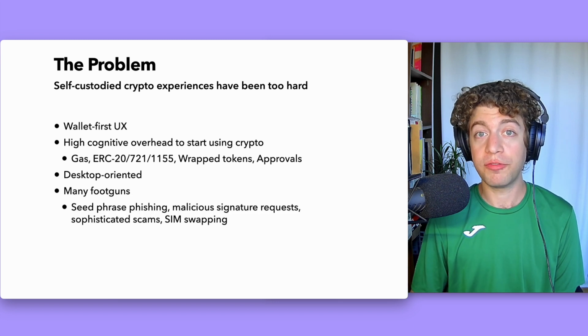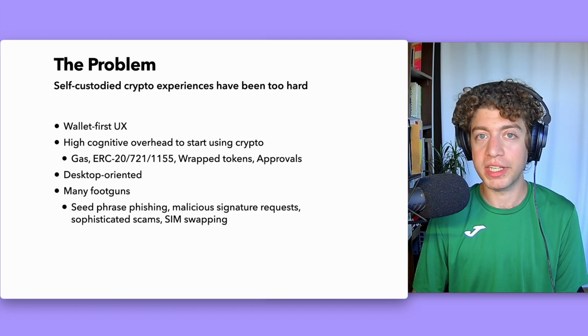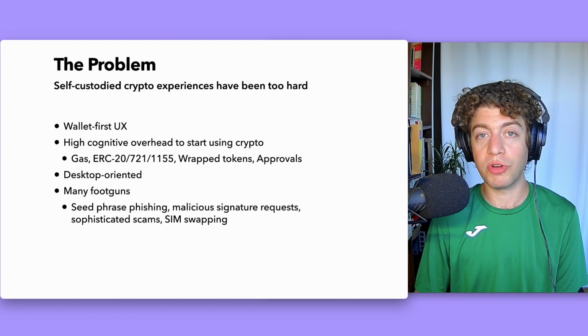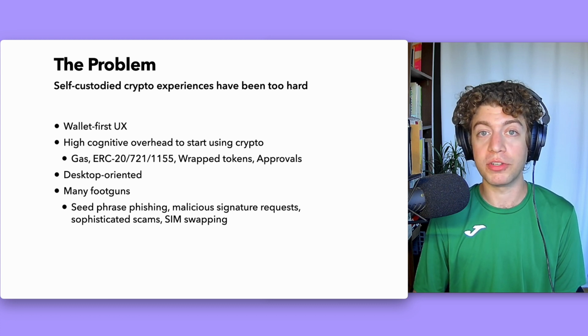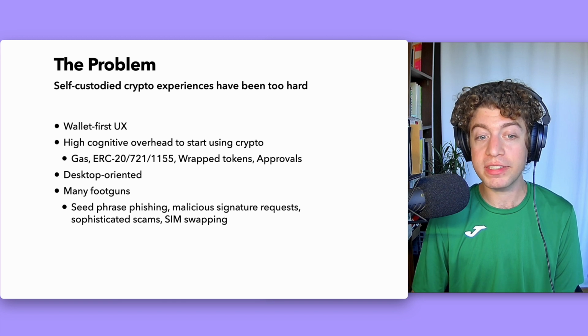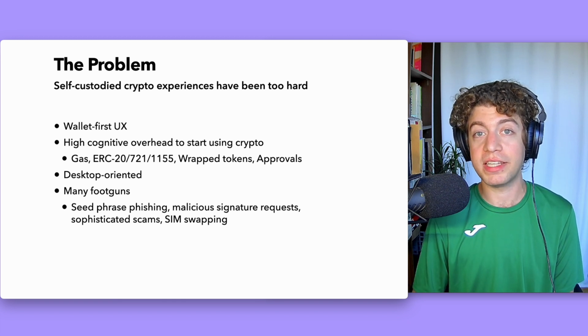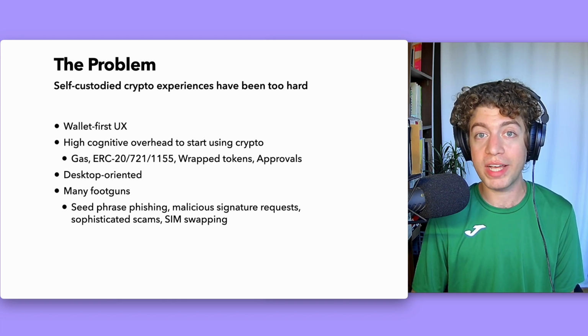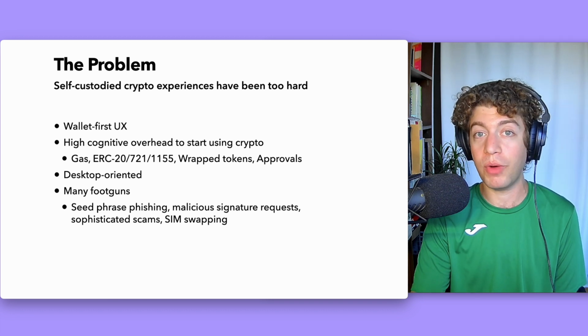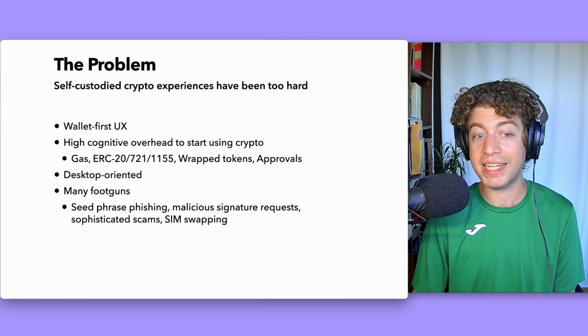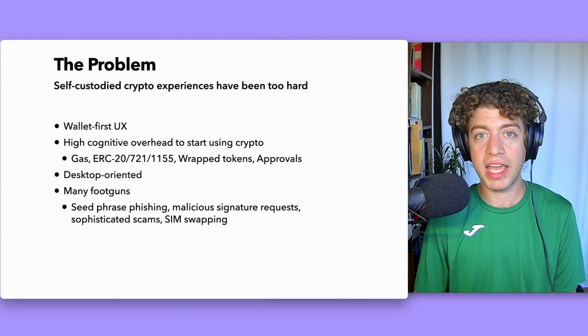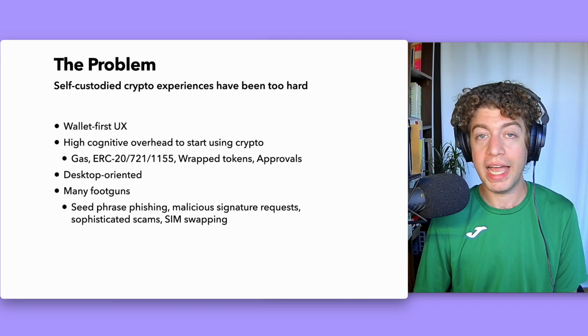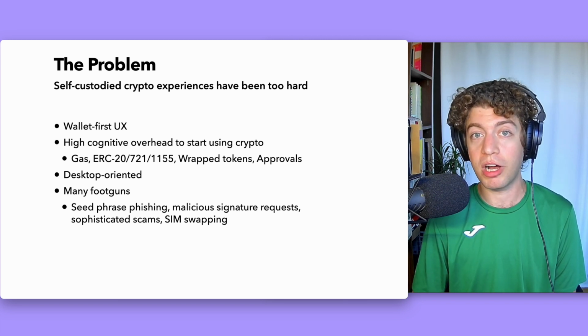There are additionally a lot of footguns, a lot of problems that can arise as you begin to use crypto more and more. For example, people are constantly trying to phish each other's seed phrases. There are malicious websites that will prompt malicious signature requests by promoting fake websites in Google search results and with AdSense. There are also sophisticated scams on Telegram, on Discord, etc., and even things up to and including SIM swapping threaten one's self-custodied wallet.